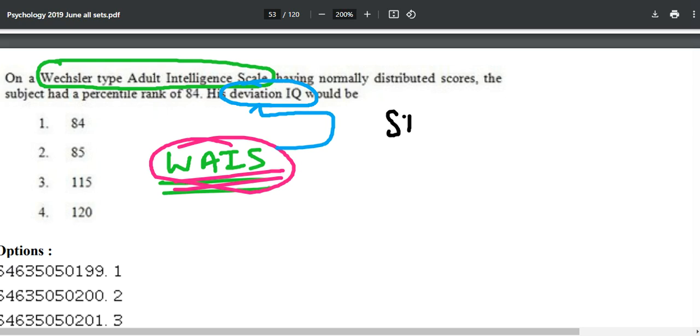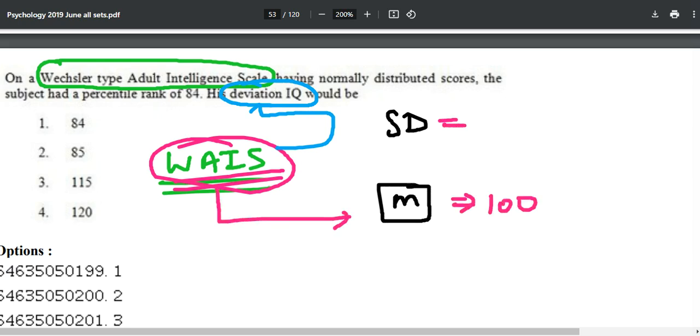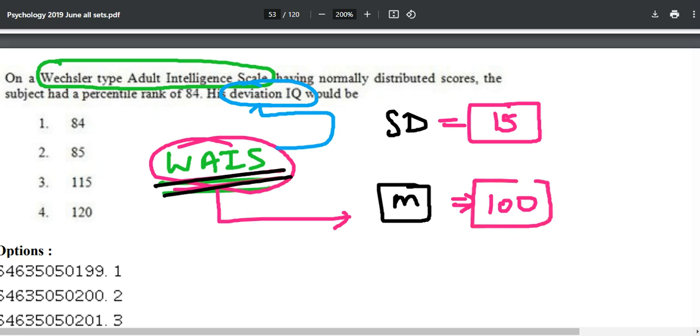Now we have some standard deviation and mean in this particular scale, and for Wechsler in particular the mean is kept at 100 and SD is kept at 15. Just remember it as it is. If you don't know anything about this, don't worry, just mug this up, that for the Wechsler adult intelligence scale we have a mean of 100 and a standard deviation of 15.